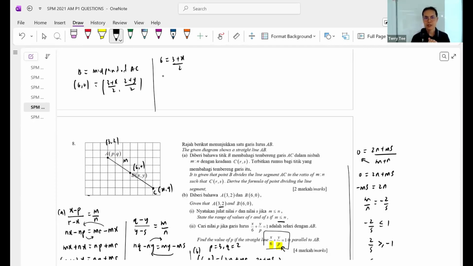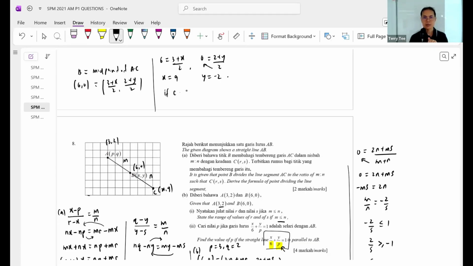9, this is 12 minus 3, X is 9. Do the same. 0 equals 2 plus Y over 2. Times 0, I bring over, Y is minus 2. Okay, so picture this. If C is exactly the midpoint, that means M must be what?